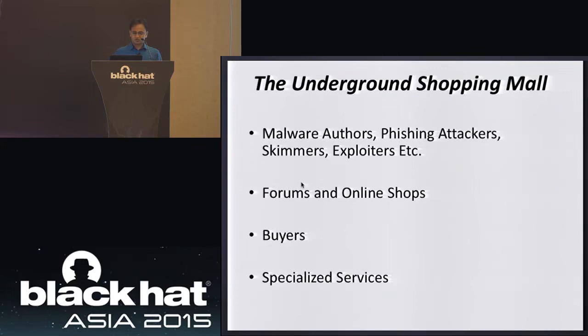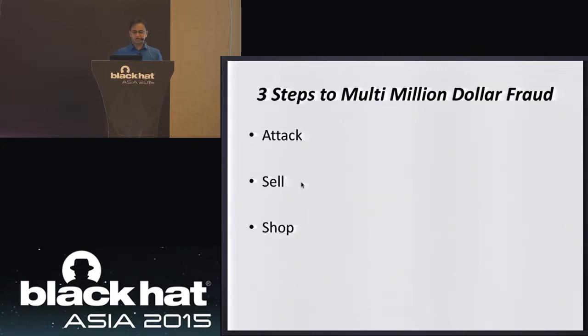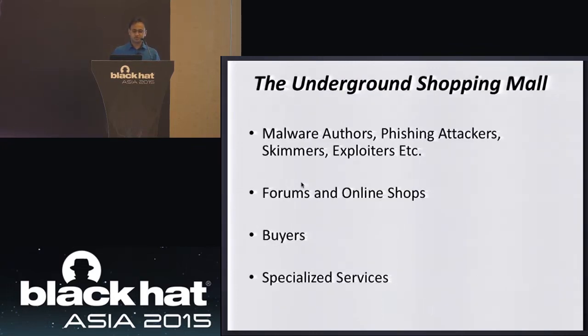Okay, so we have already seen how the attack phase works. Now let us move to the next phase, the underground shopping mall, how you sell that information. So what exactly is a shopping mall? It's basically a collection of all kinds of shops. You can just go and buy whatever stuff you want.